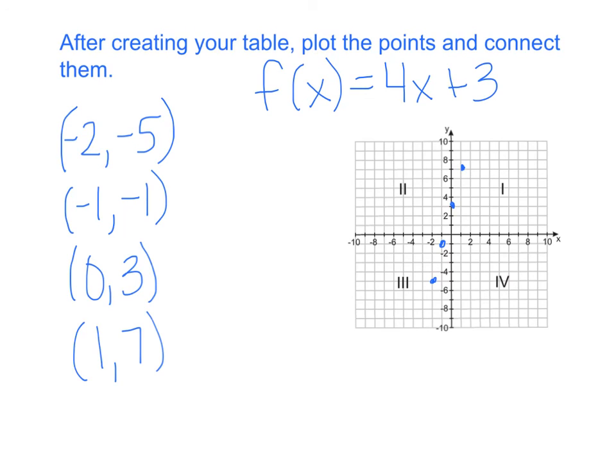So here is my line. I'm going to draw the straightest line I can here. Go through all the points. That would be my function for f of x equals 4x plus 3.